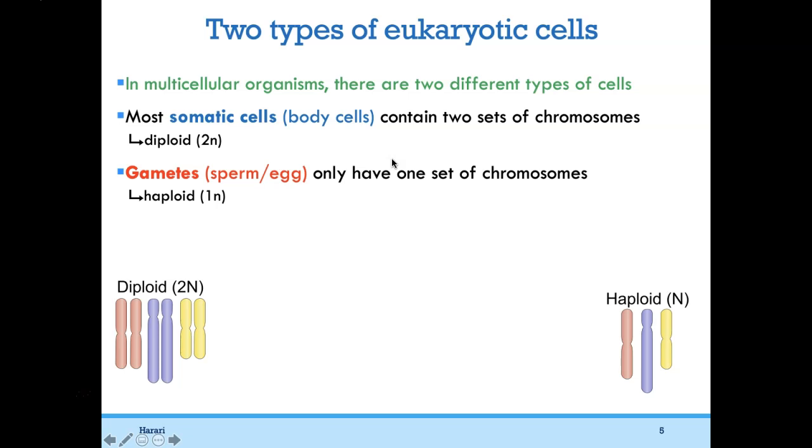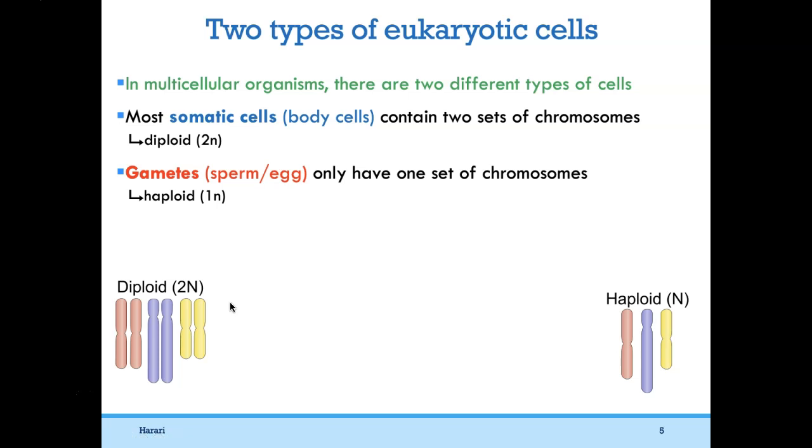So every cell in your body is a somatic cell except for gametes. Gametes are sex cells like sperm or egg, and those only have one set of chromosomes. We call those haploid. 1N. And what that N means is the number of chromosomes we have. So for humans, N is 23. We have 23 pairs of chromosomes.